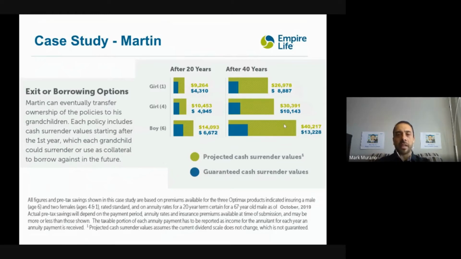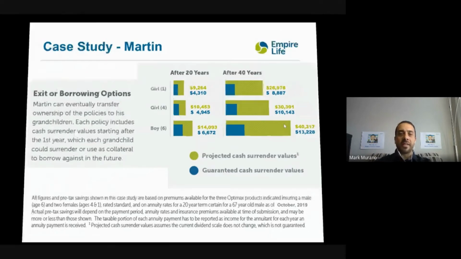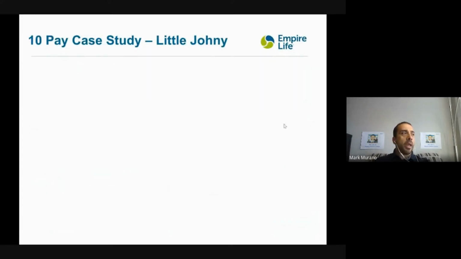So that was Martin as case number 1. I didn't really get into the logistics of how to build it, so I did a second case study here for little Johnny. In this case study, I'm going to actually build it for you step by step and show you how you can recreate the numbers for an illustration for your particular clients.